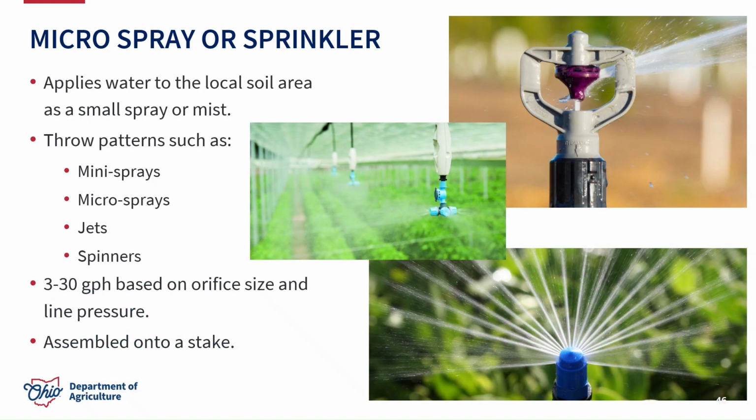Looking at the last type of microirrigation emitter that we might encounter, we're going to look at microsprays or microsprinklers. You can think of these as devices that apply water to that local soil area with a small spray or mist or stream. Manufacturers have different throw patterns such as mini sprays, micro sprays, micro jets, and spinners, and a lot of these designs have a large fluctuation in the application rate based on the design's orifice size and the line pressure being designed with. For example, we have a spinner shown at the right, some micro sprays overhead in a greenhouse situation, and some micro jets here on the bottom right.